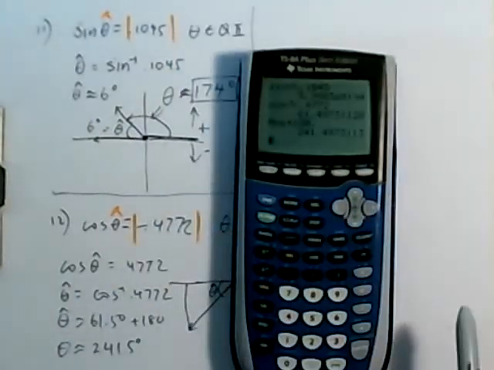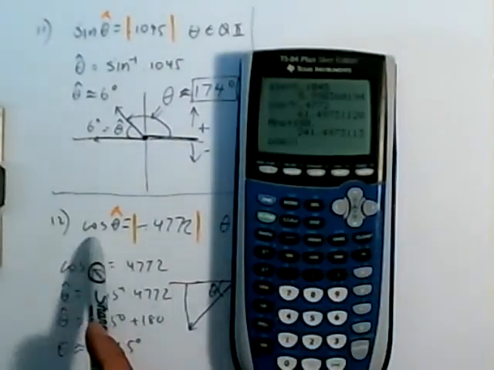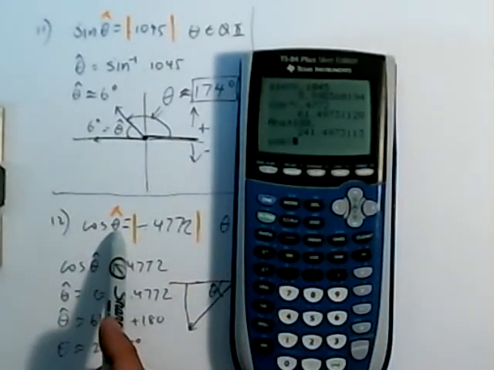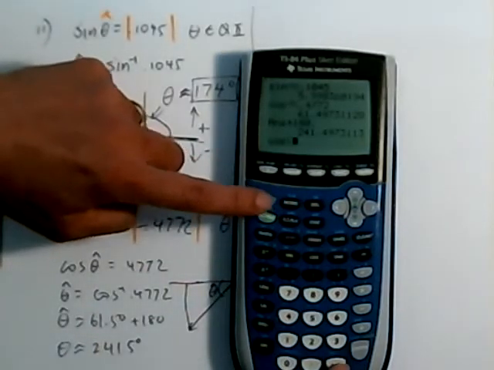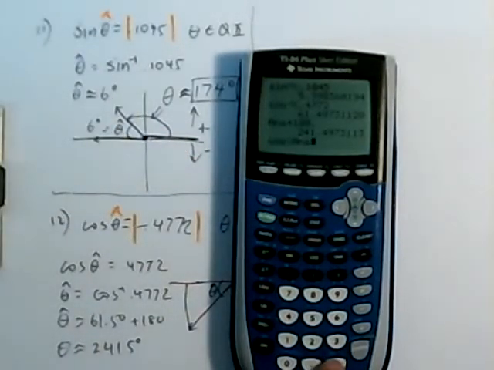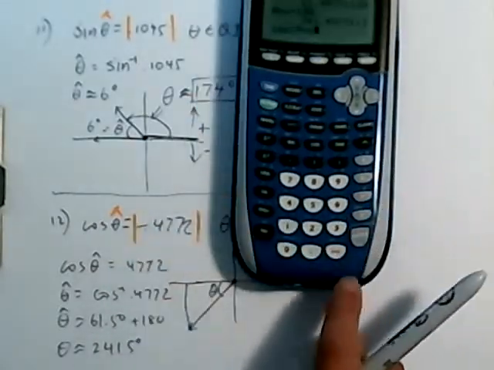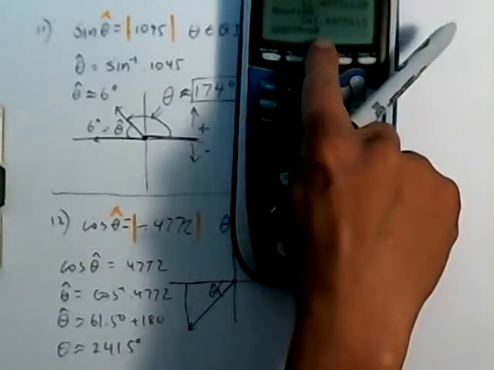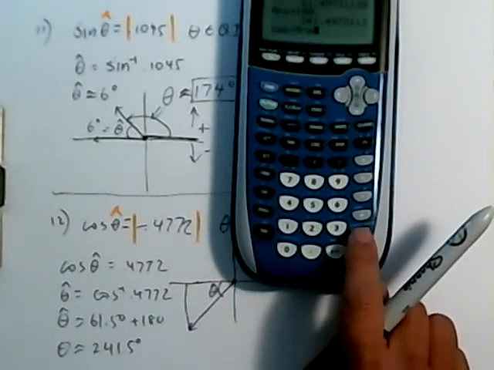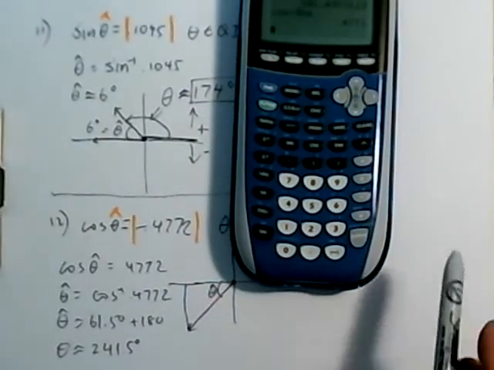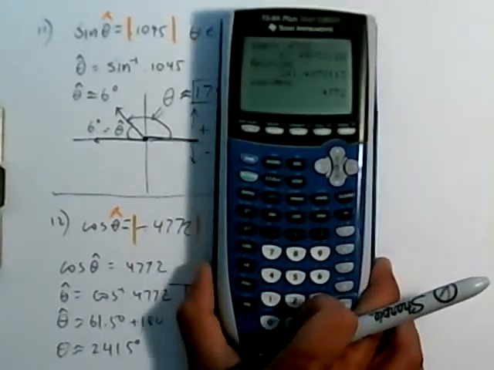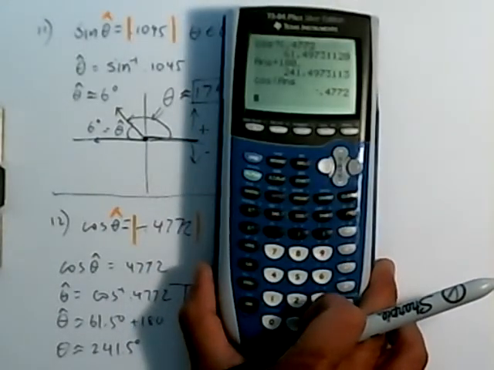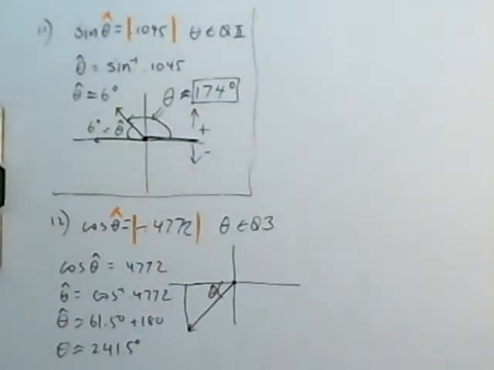So how do we check our answer? We take the cosine of the original problem, theta, of the answer. Here's my answer key right over here. Take the cosine of the answer, 241.5, and we should get exactly negative 0.4772. And if you can see it right over here, it is exactly negative 0.4772. Okay, so we checked our work. We physically put a little check right there because we checked it.